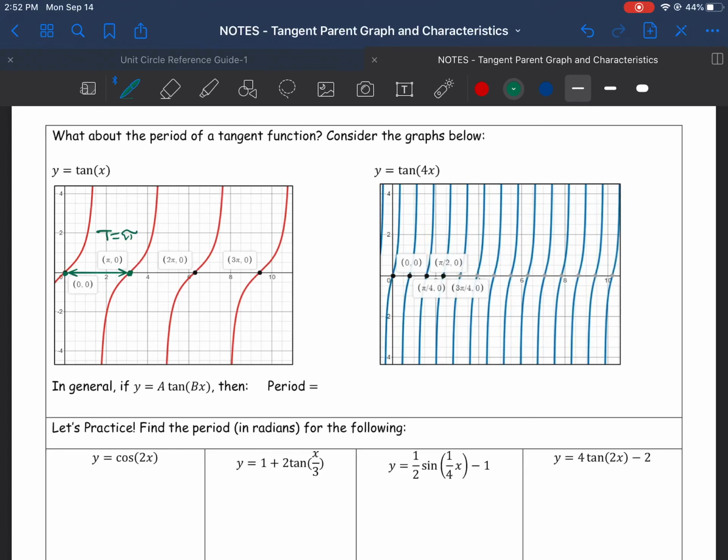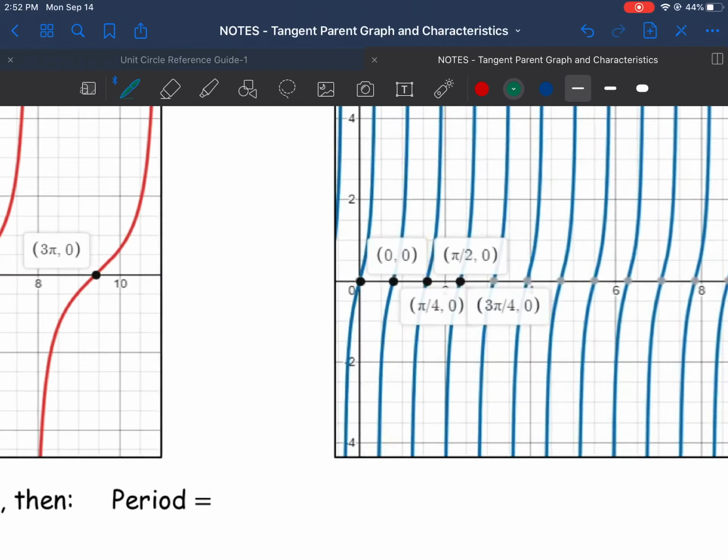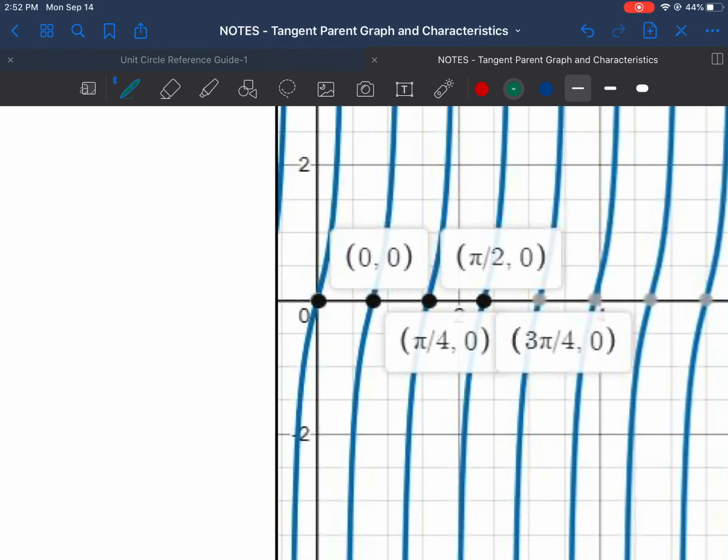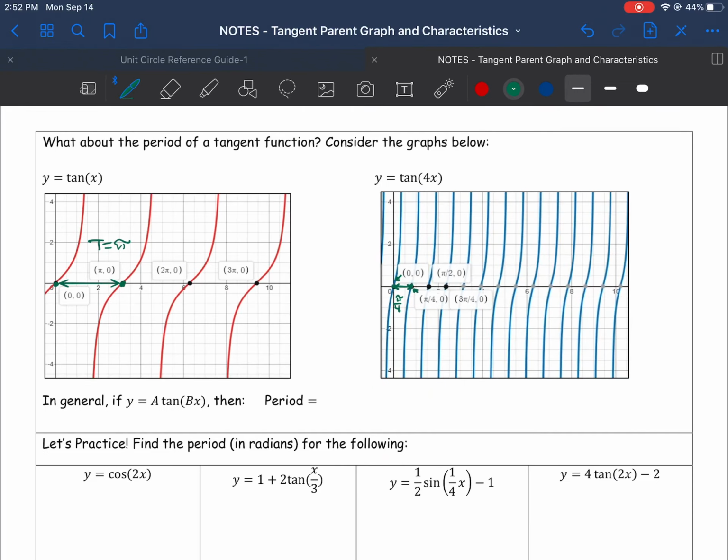Now let's look at an example where we have y equals tangent of 4x. I might need to zoom in here, but if we go from 0 to pi over 4, because these are where the points are, we can see we have a horizontal distance of pi over 4. Okay, so here the period is pi over 4.